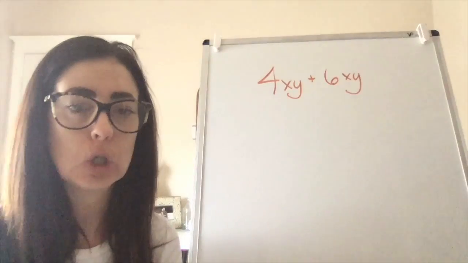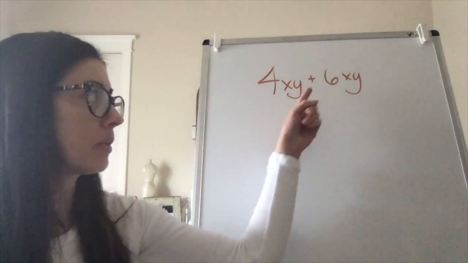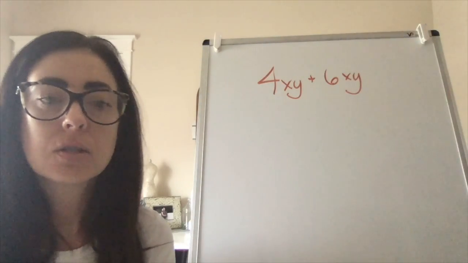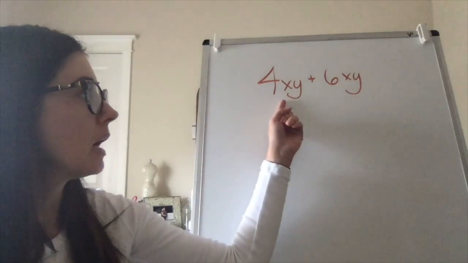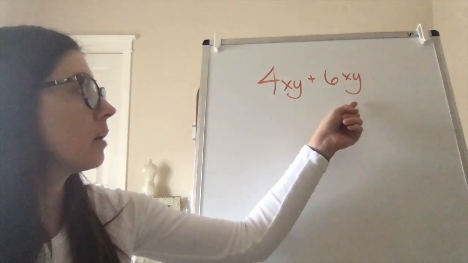All right, so lesson 102 is called Adding Like Terms Part 2. So remember, a term is something that is separated by either a plus or minus sign. So in this equation right here we have 2 terms. We have 4xy and we have 6xy, okay?